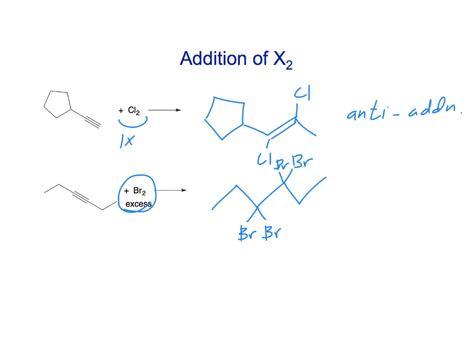So we've looked at 2 reactions of alkynes, and they really follow the same process, the same outcome as we saw for alkenes. It's just that we have 2 pi bonds, so they can react twice.